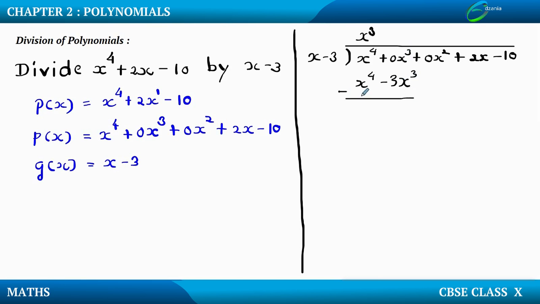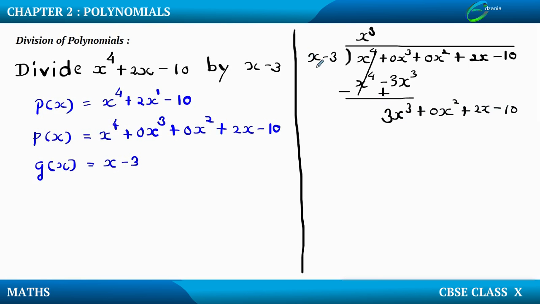Now we are supposed to change the sign. So this will become minus, this will become plus. So ultimately these two terms are going to get cancelled. 0 plus 3 is going to give me 3. So I get now 3x cube. And then rest of the terms I can copy as it is. That is 0x square plus 2x minus 10. So this is what I have now.